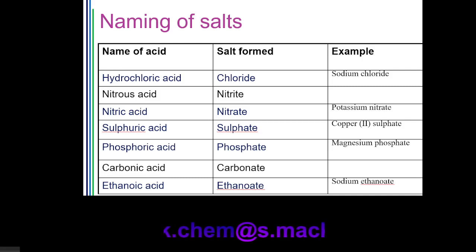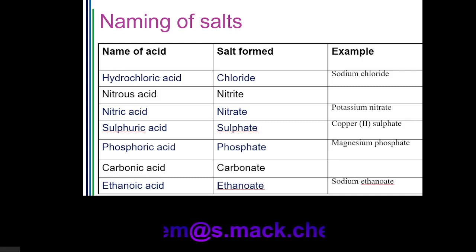I'll continue by talking about nitrous acid. The salt form here is a nitrite. You are to note this, but in looking at examples of reactions of acids, we won't look at nitrous acid. That's why I haven't given an example, but you are to take note of the type of salt it forms. With nitric acid, a nitrate salt is formed. An example would be potassium nitrate. Another example could be sodium nitrate.